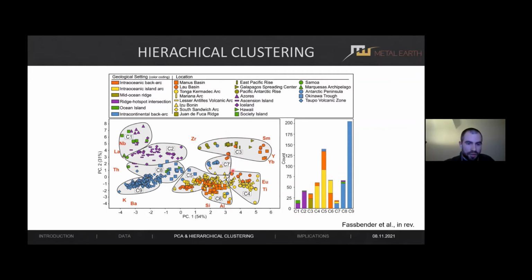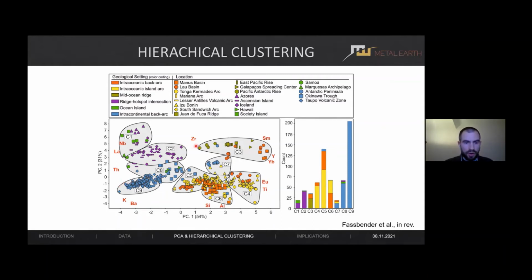And then we have intraoceanic arc and back-arc samples down here in the lower right corner, reflecting enrichment by fluids released from the dehydrating slab. And the same is true for the intracontinental samples in the lower left corner, but those are furthermore affected by assimilation of continental crust.